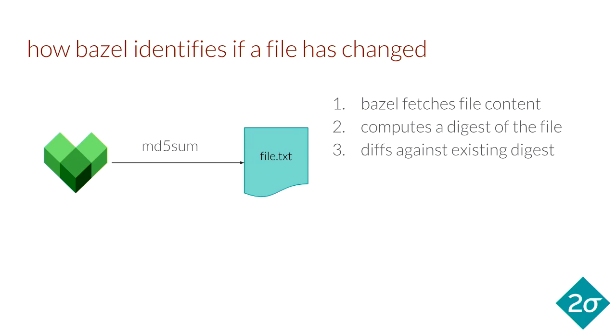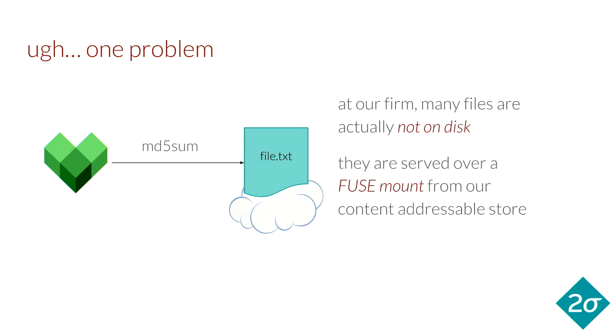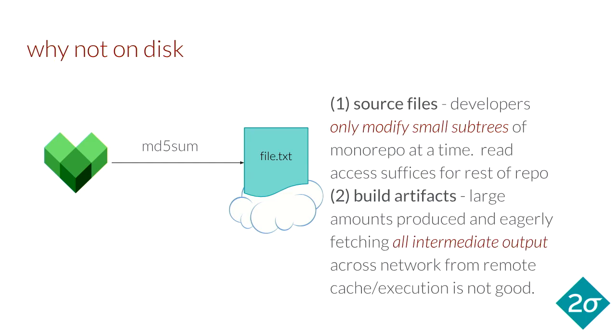And this is fine in general. But there's one problem for us. The problem is that most of our files are not actually on disk. We mount them over the network through a FUSE mount. Now you might ask why they aren't on disk, right?